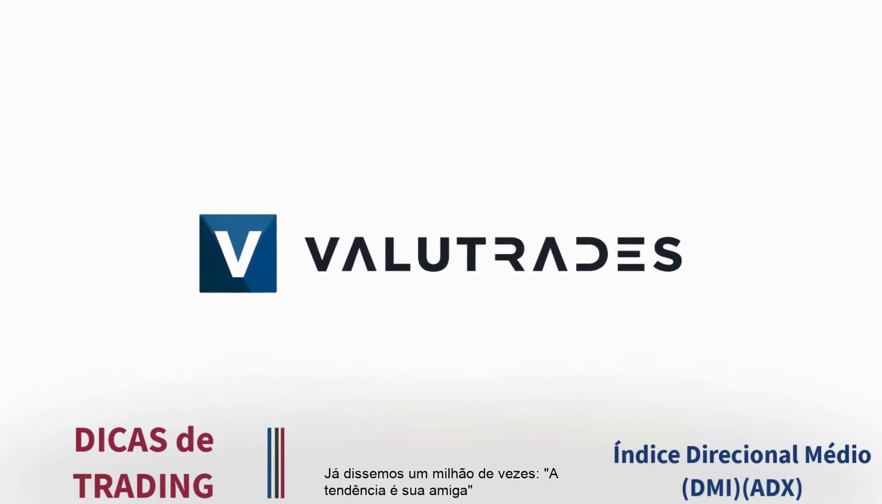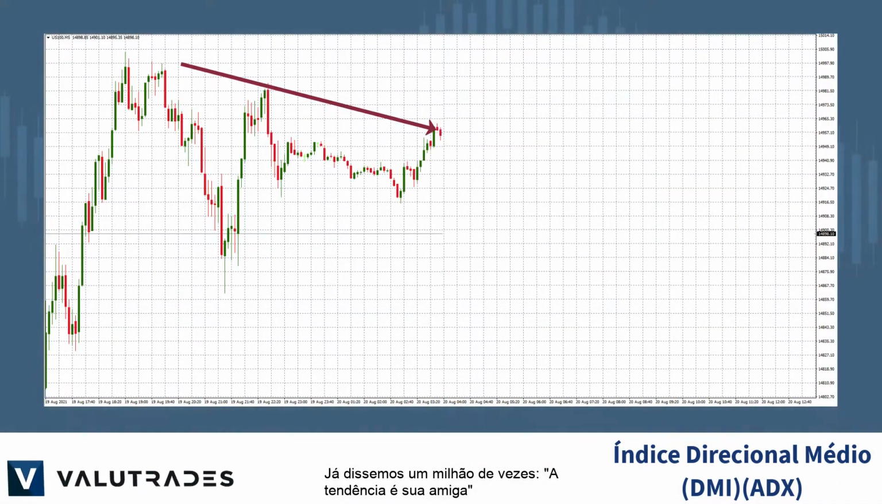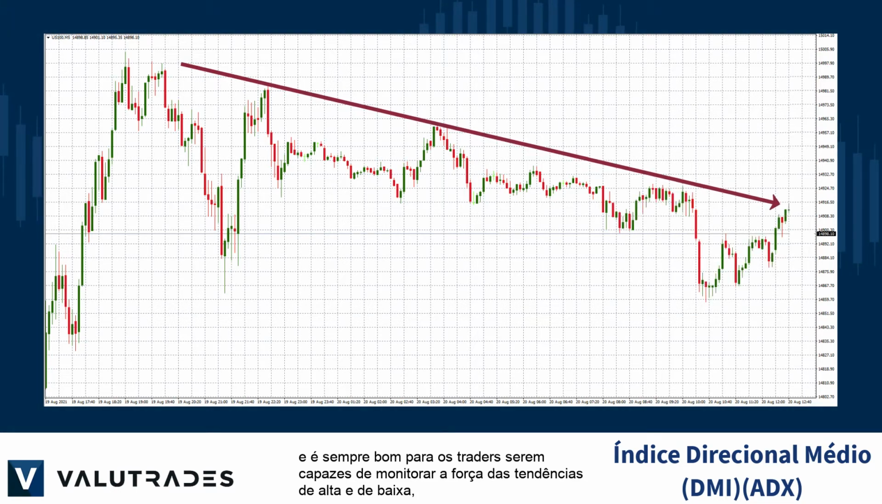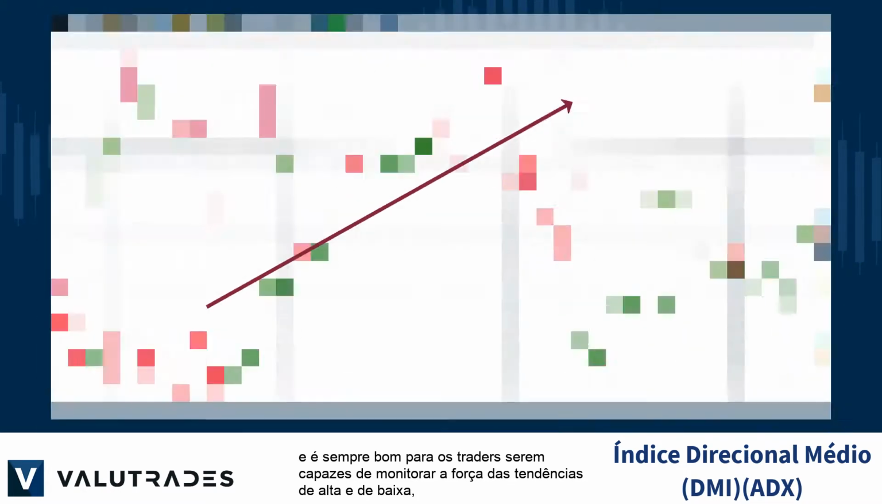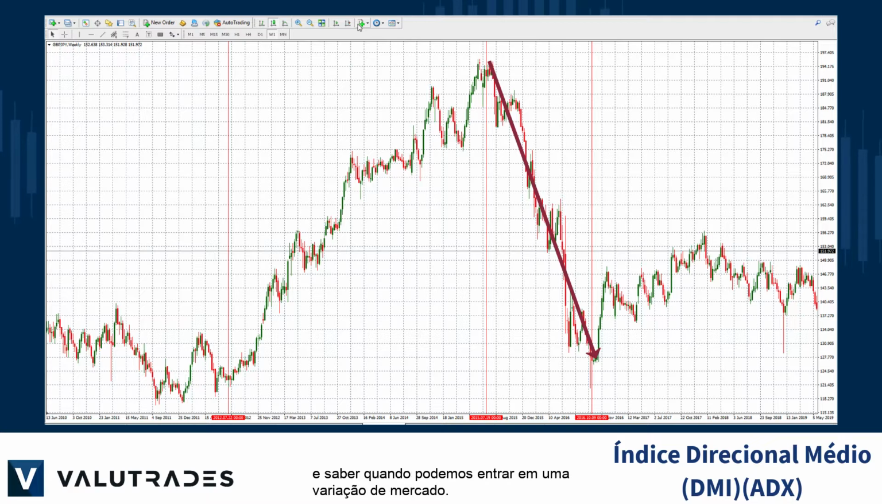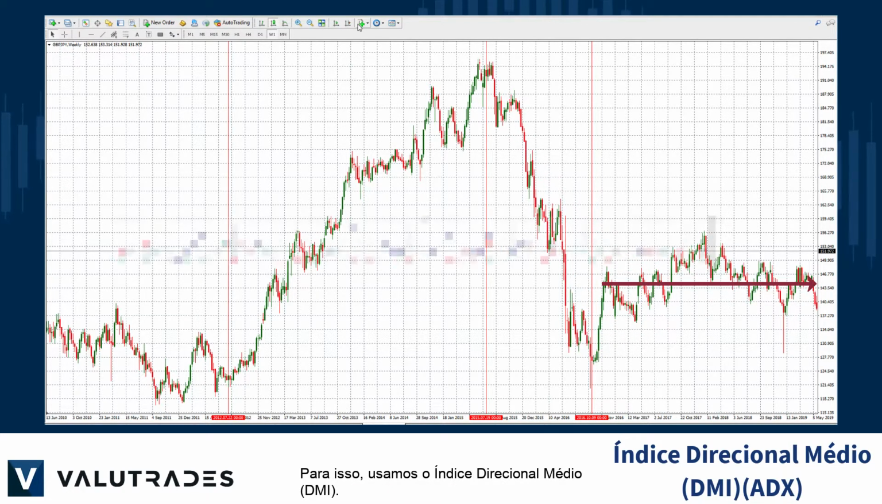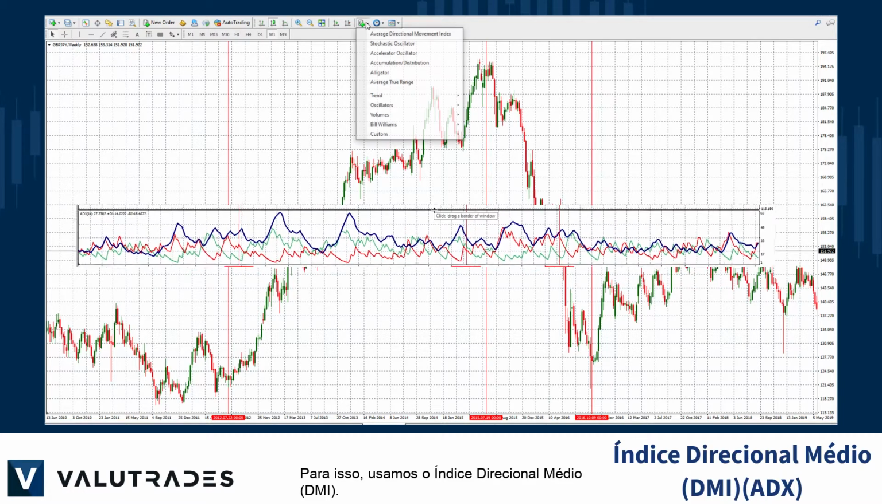We have said 1,000,000 times, the trend is your friend, and it's always a good thing for traders to be able to monitor the strength of uptrends, downtrends, and to know when we might be entering a ranging market. For this, we use the Average Directional Index, or ADX.